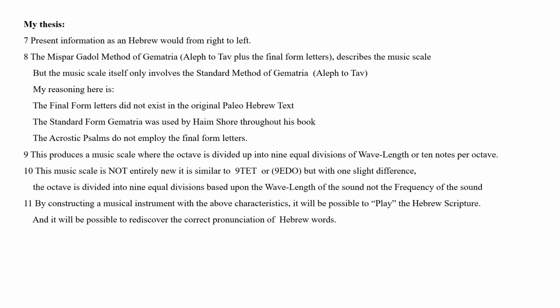8. The Mispar Gadol method of gematria, Aleph to Tav plus the final form letters. This describes the music scale, but the music scale itself only involves the standard method of gematria, Aleph through to Tav. My reasoning here is the final form letters did not exist in the original Paleo-Hebrew text. The standard form gematria was used by Hamshor throughout his book. The acrostic psalms do not employ the final form letters.